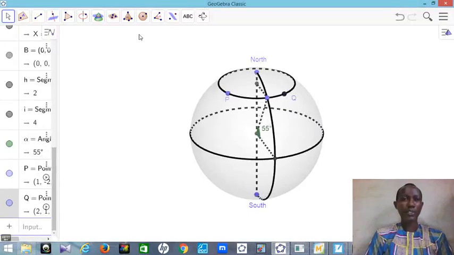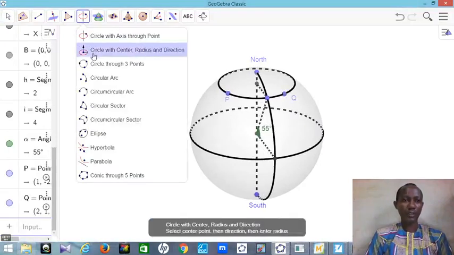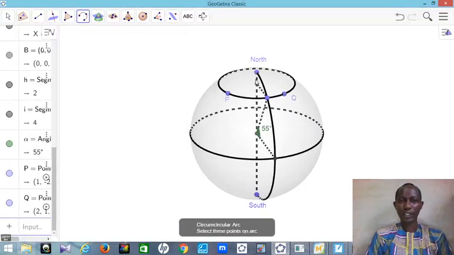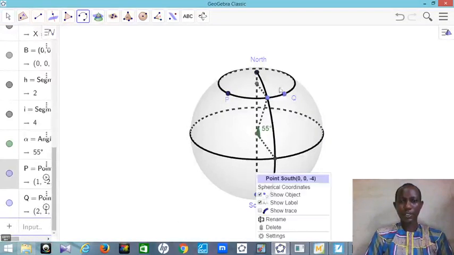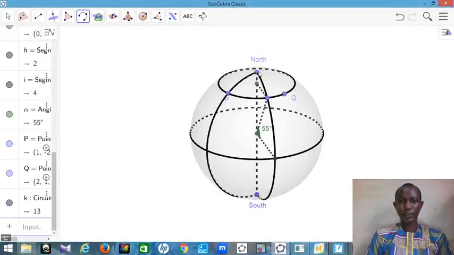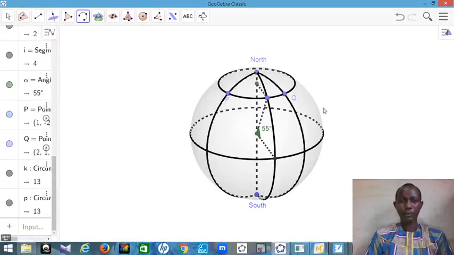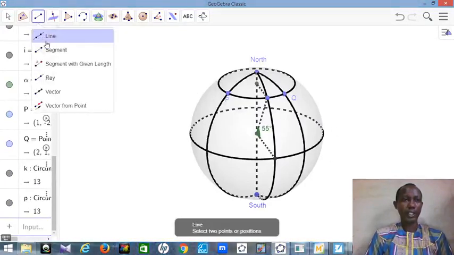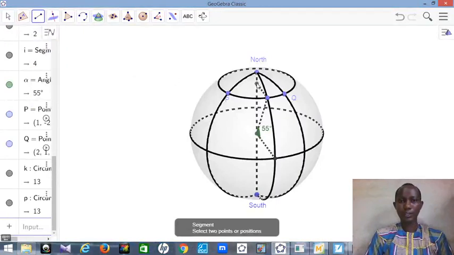So let's introduce our lines of longitude, so that we can see it clearly. So this is our line of longitude. Let's get our angle.